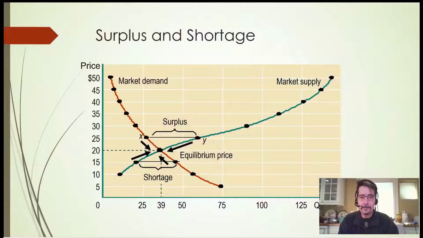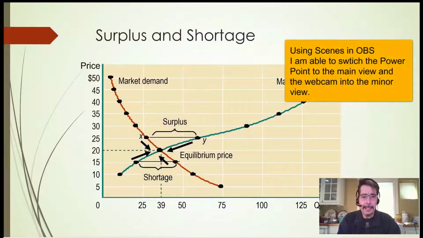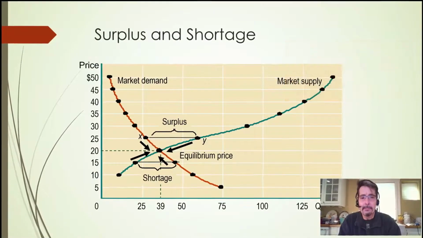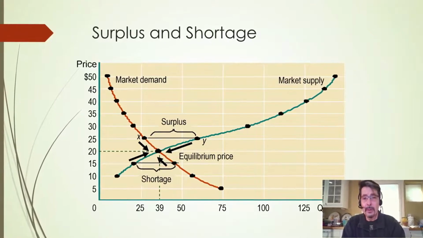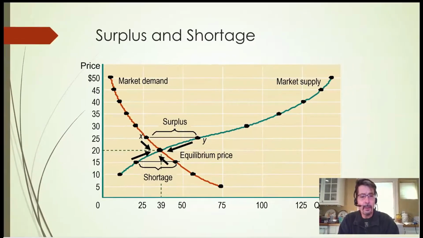For example, when you look at a supply and demand curve, it's simply stated that when price is above equilibrium, you have a surplus, and when price is below equilibrium, you have a shortage. But what is not explained to you is how the shortage or surplus developed. And that's because your book is not animated.